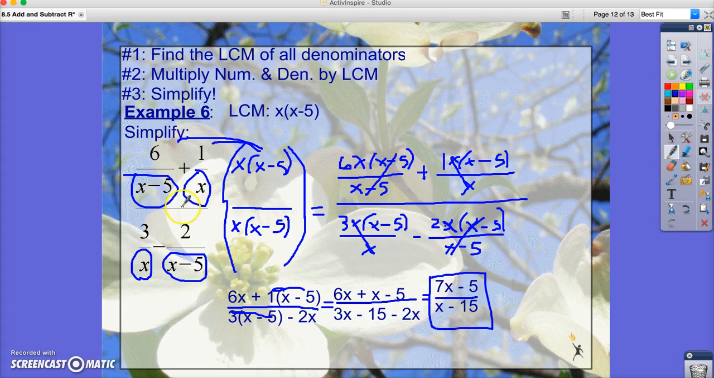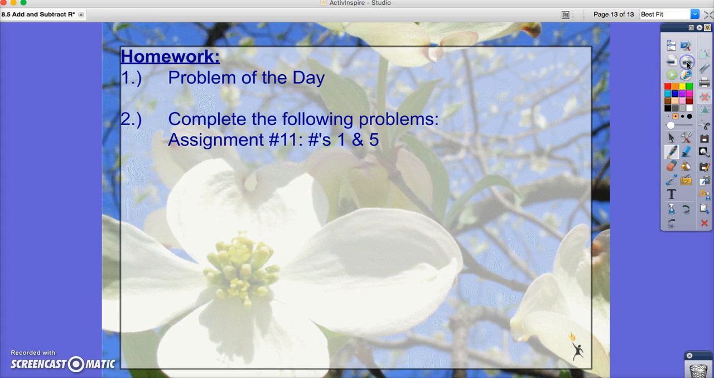So I went from a complex fraction with fractions within a fraction to a simple fraction. All right, that's it for today.